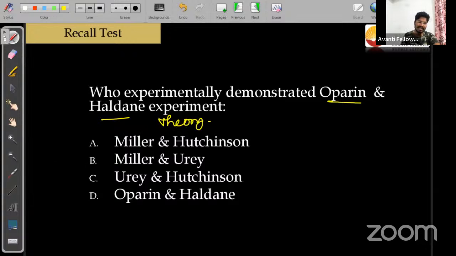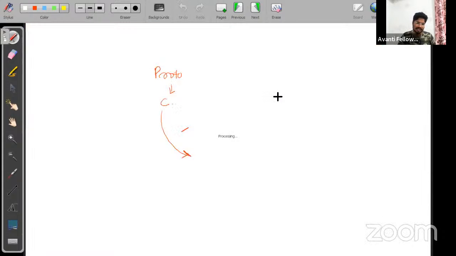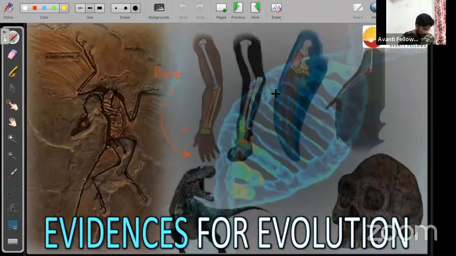It is Miller and Urey, MU, not Hutchinson. Oparin and Haldane gave the theory. The theory was given by them, but the experiment was conducted by Miller and Urey to prove this one. Great, very good. So this is all about your origin of life.